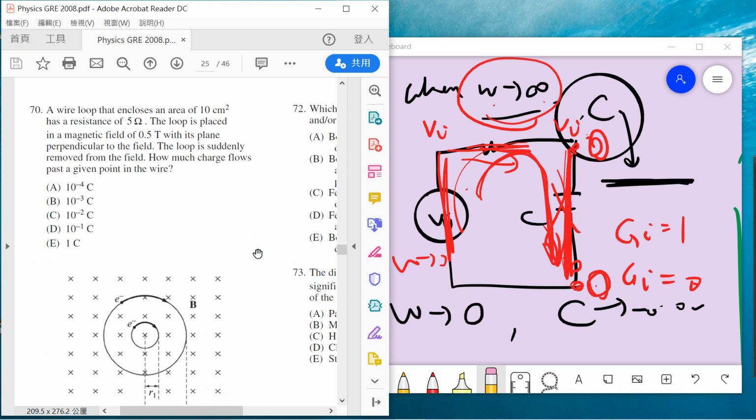Okay, 70. A wire loop encloses an area and has a resistance. The loop is placed in a perpendicular magnetic field. If the field is suddenly removed, how much charge flows?